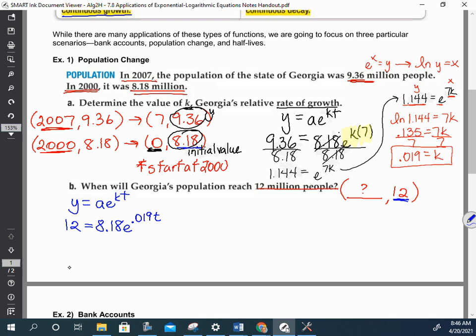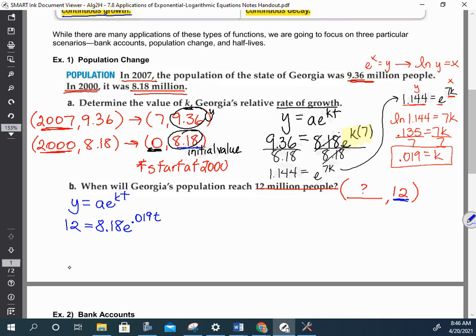This time we don't know the time. We don't know what T is. So we didn't use 7 and we didn't use 9.36 because that's specific to the year 2007. We're trying to figure out 12, so that's not going to be the same. Any questions before we continue? All right, let's keep it moving.